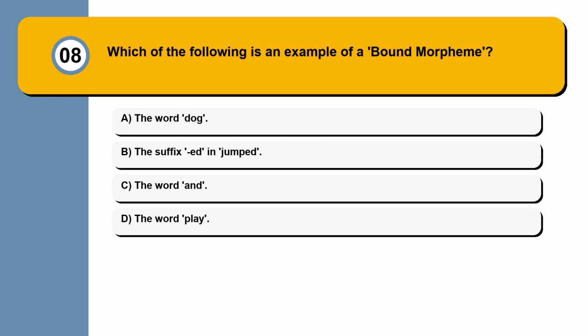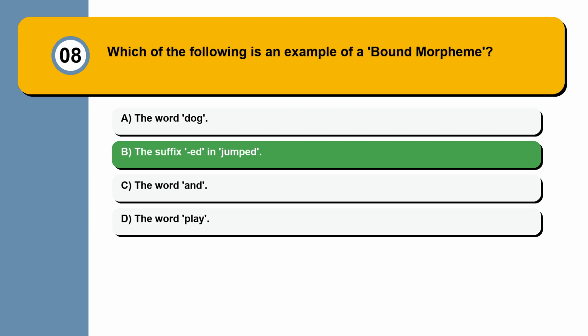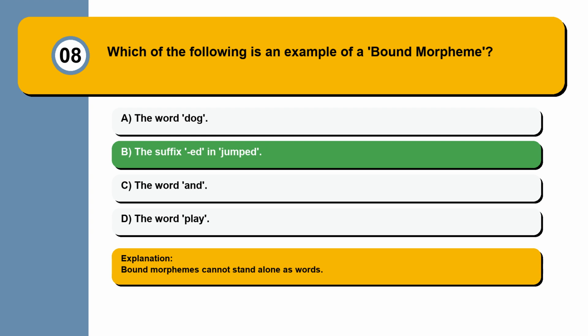Question 8. Which of the following is an example of a bound morpheme? The word dog, the suffix -ed in jumped, the word and, the word play. Bound morphemes cannot stand alone as words.